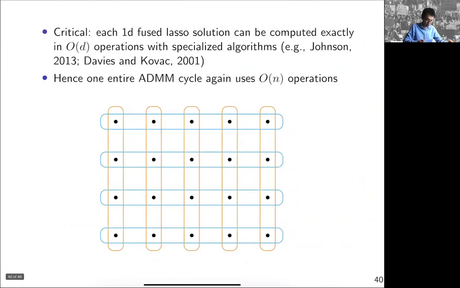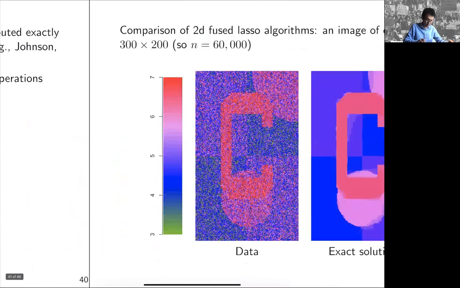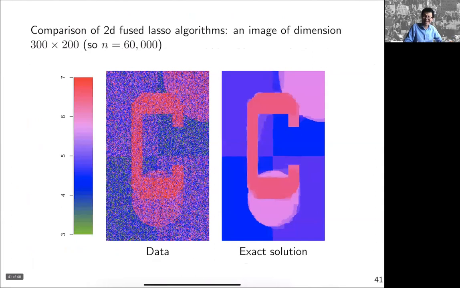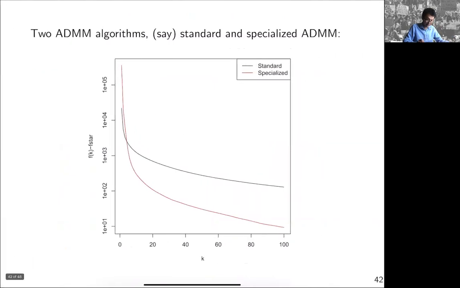Here are some examples of what this specialized ADMM can give you, compared to the standard ADMM that uses a simpler decomposition with d theta equals z. You can see that the specialized ADMM converges significantly faster in practice.